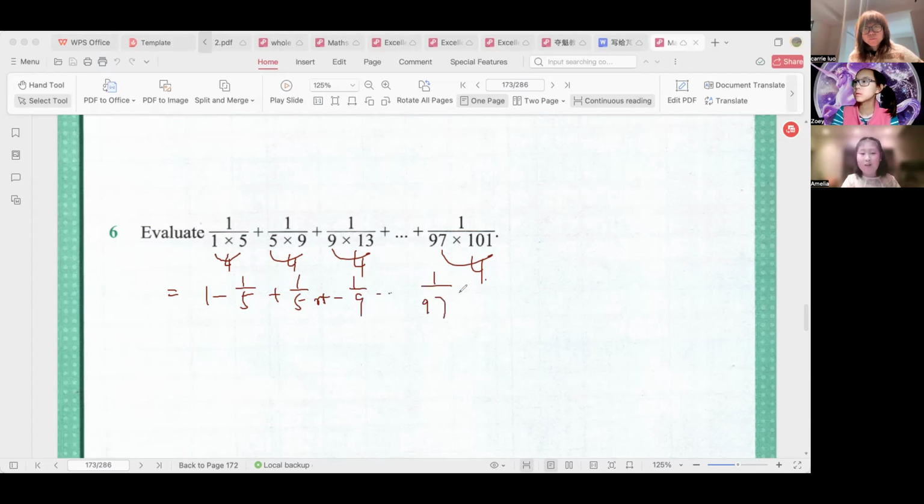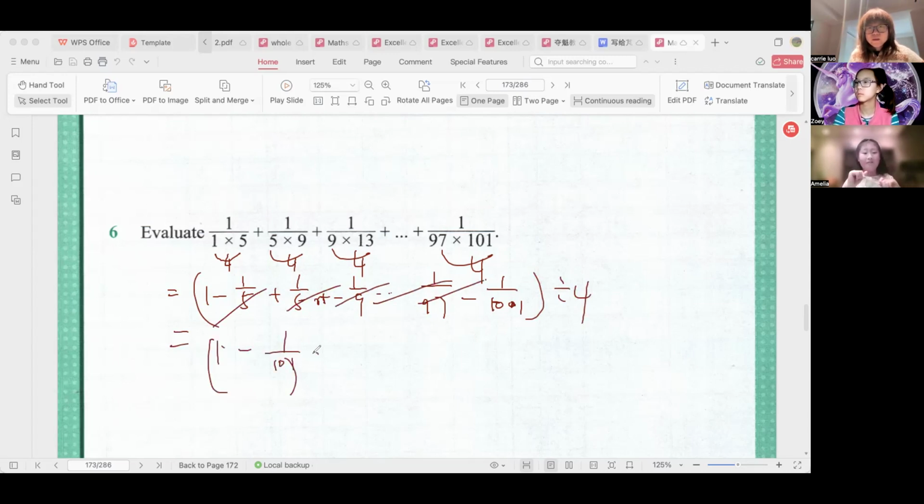Right, the whole thing. Right? Is that so? Divided by 4. Okay, is everything in the middle gone? Then 1 minus 1 over 101 divided by 4, right? So 100 over 101 divided by 4 equals what? 100 divided by 4 equals what? 100 divided by 4 equals 25. So what is your answer? 25 over 101. Very good, Zoe. You get it right. Good job.